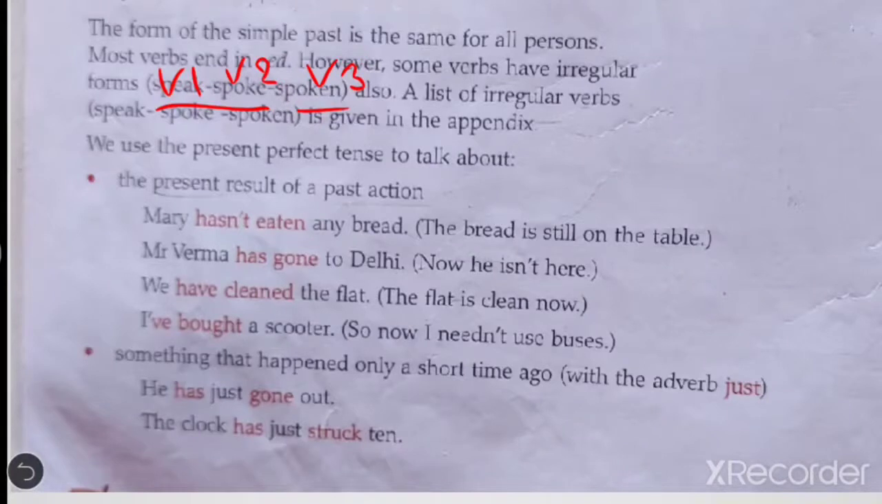Mary hasn't eaten any bread. The bread is still on the table. It means that in the past some bread was kept on the table, but Mary has not eaten any bread.